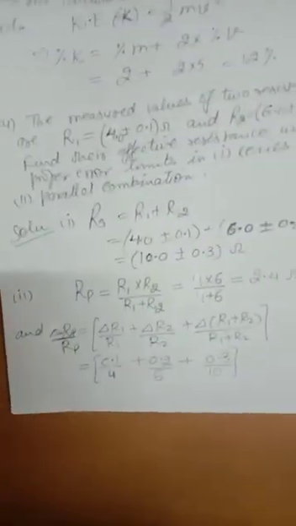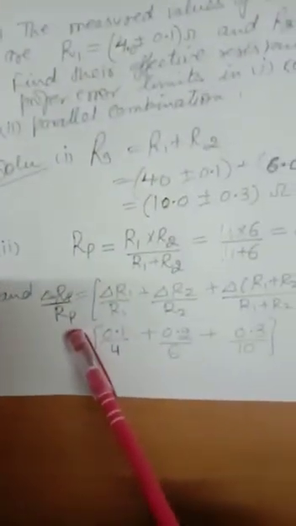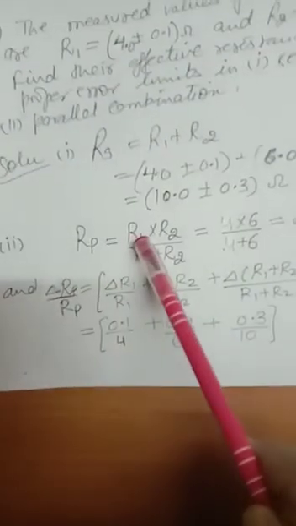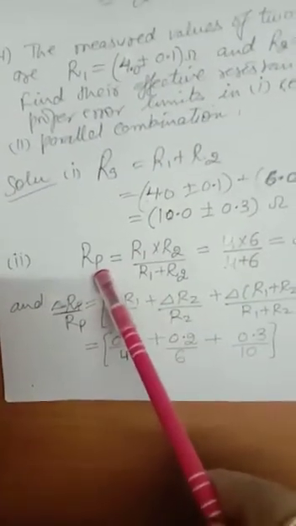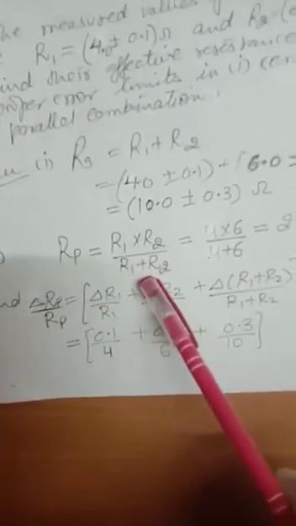Now you know that in some books they have given the formula of fractional error and then solve it by the partial differentiation method. We are not following that formula. We are simply using the method which we have done in the class. In this case you can take that Rp, the final quantity, is a product of three quantities R1, R2 and R1 plus R2, and R1 plus R2 is there in the denominator.